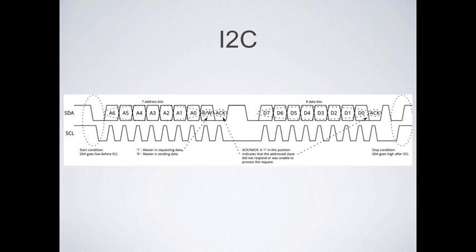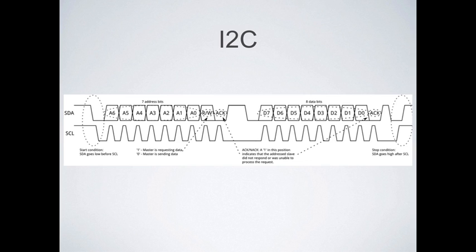And then, of course, the stop condition is defined by a 0 to 1 transition on the SDA line after a 0 to 1 on the serial data clock. So you'll see way at the very end, it says the stop condition is SDA goes from low to high, following a low to high on the clock. So this transmission's done, we're finished.